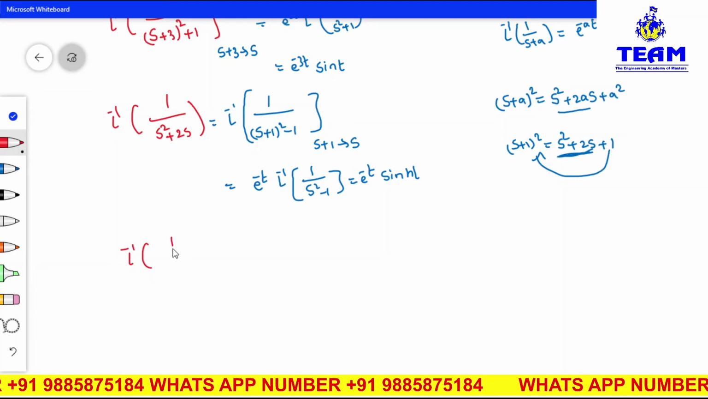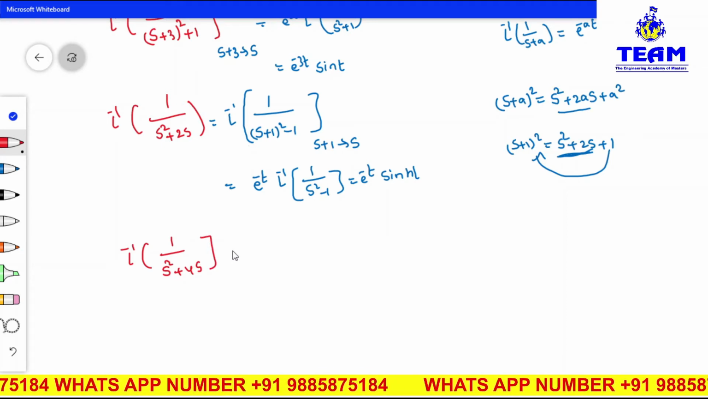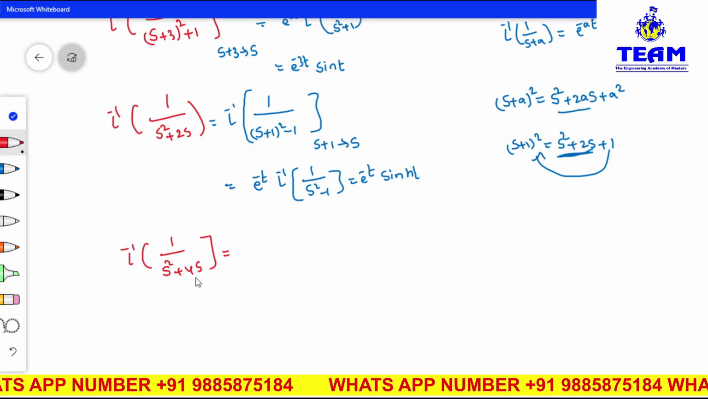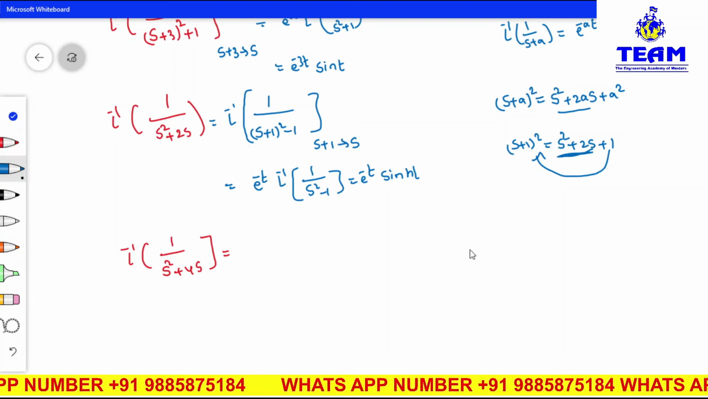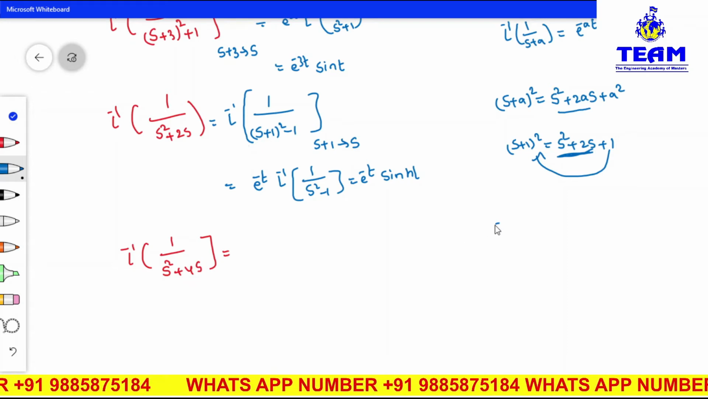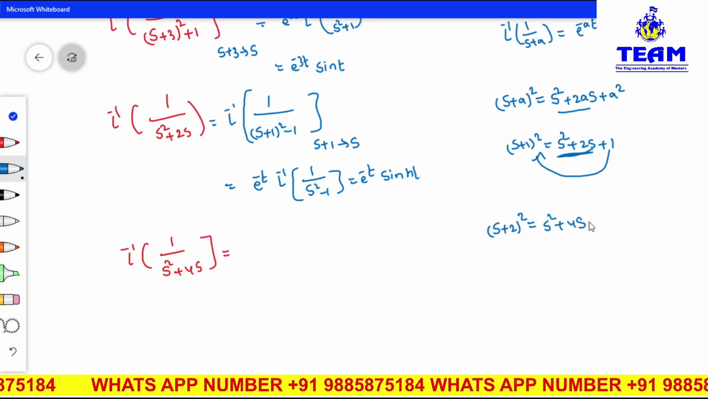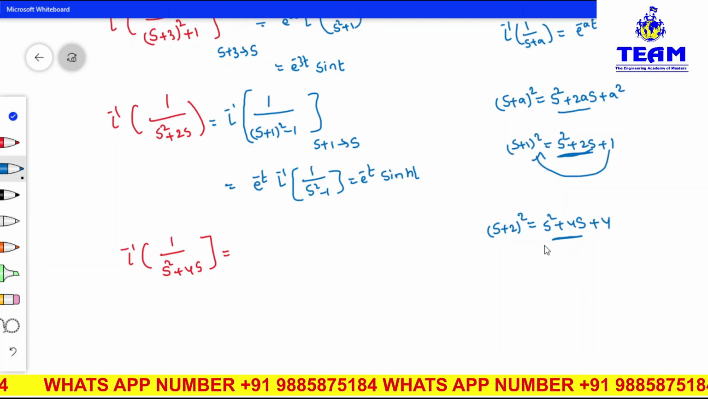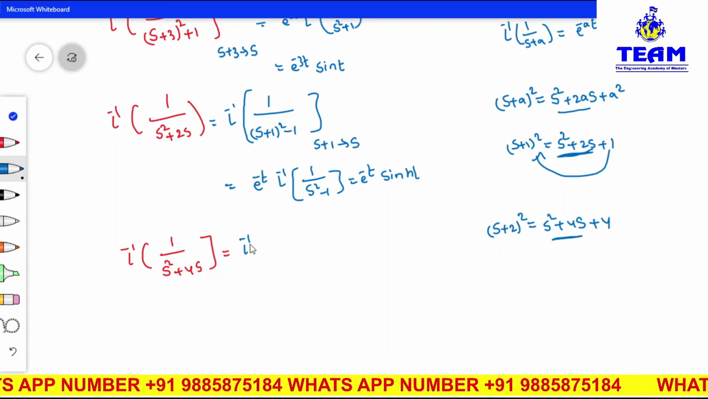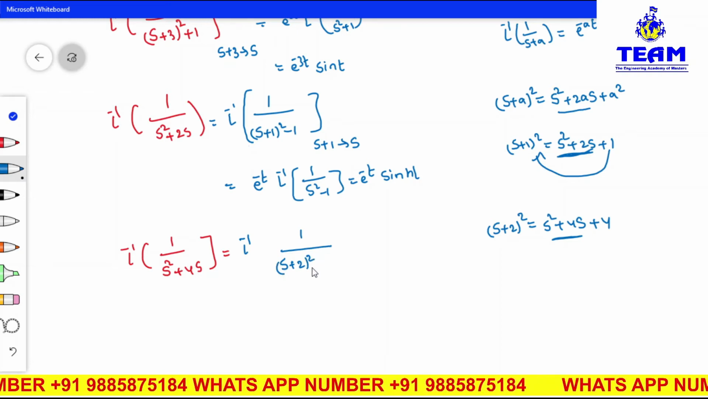Next one. Find L inverse of 1 by s square plus 4s. Is it s square plus 4? No, s square plus 4s is there. So friends, you remember, whenever the form is s square plus 2as, you divide this with 2, and you will get s plus 2. Now (s plus 2) whole square is what? s square plus 4s plus 4. Now I want only s square plus 4s, so I can write this as (s plus 2) whole square minus 4. So this is L inverse of 1 by (s plus 2) whole square minus 4.